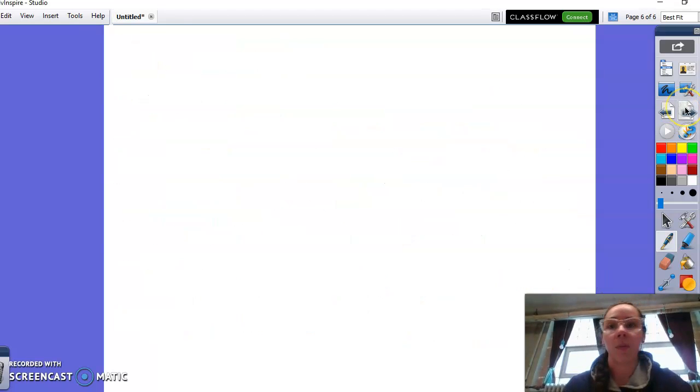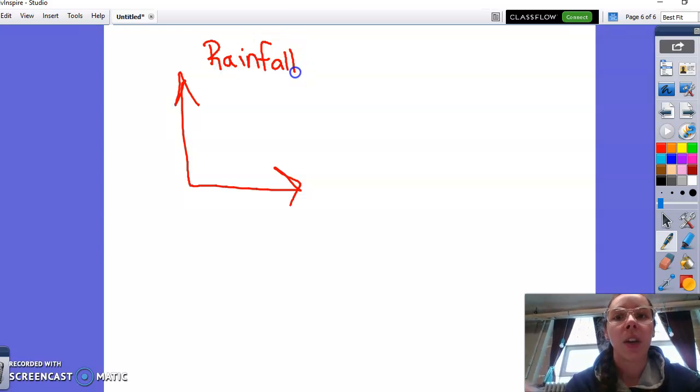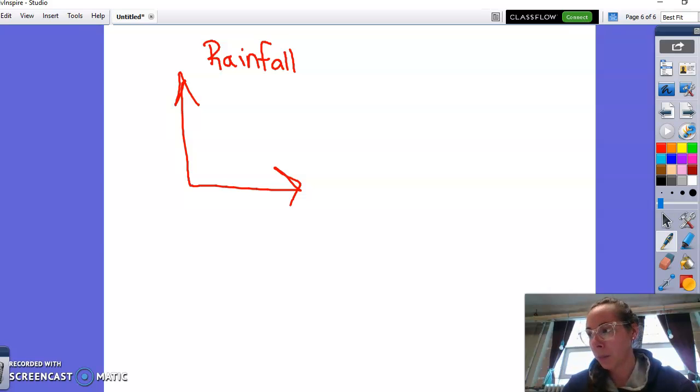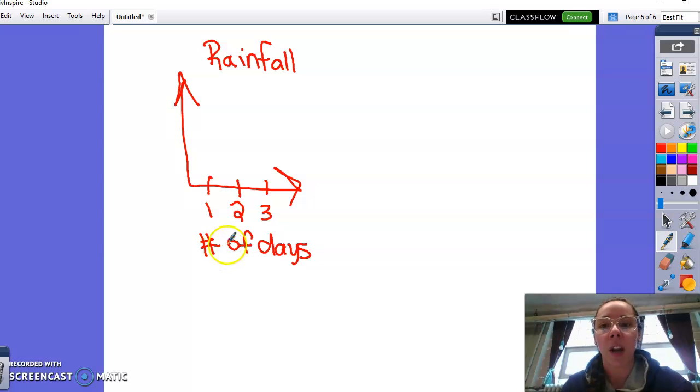Okay, let's see some examples here and put this vocab into practice. If you draw yourself a little coordinate plane here, let's just say that we're measuring rainfall. So that will be our title for the graph. And I am measuring the number of days of rain. So that will be my x-axis. So instead of writing x-axis down here, we're going to use number of days. We replace x-axis with the title.